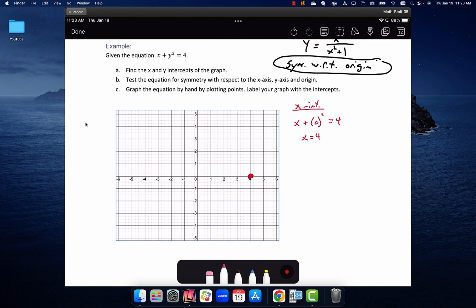So there's our x-intercept. To find a y-intercept, we make x 0. So we have 0 plus y squared equals 4. Y squared is equal to 4. Take the square root of both sides, and remember, anytime we take the square root of both sides, we need to add that plus or minus. Square root of 4 is 2. So the y-intercepts are 2 and negative 2.